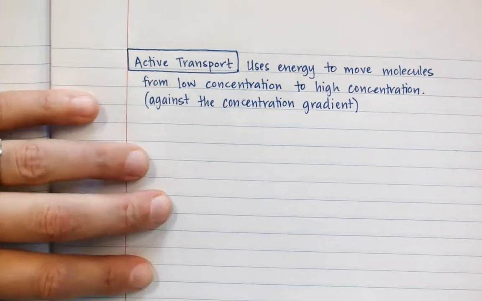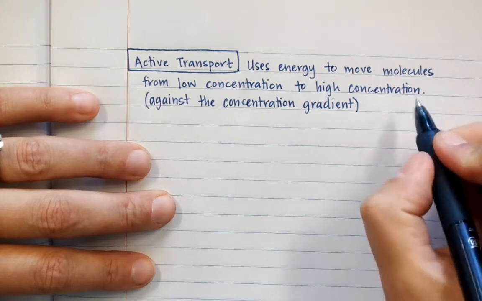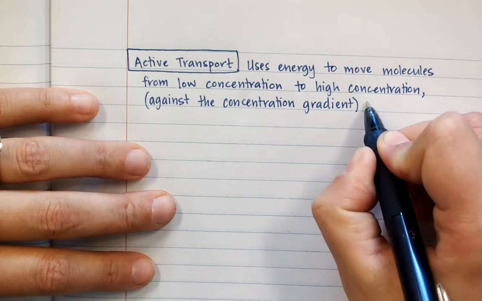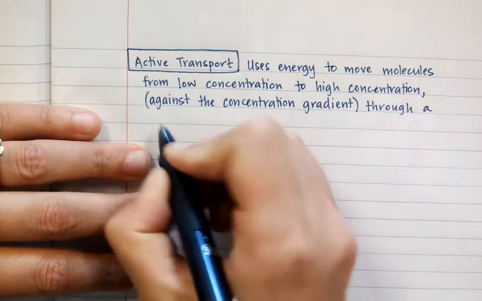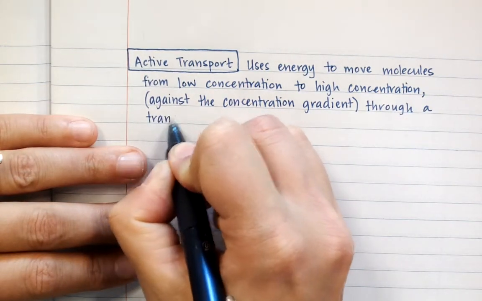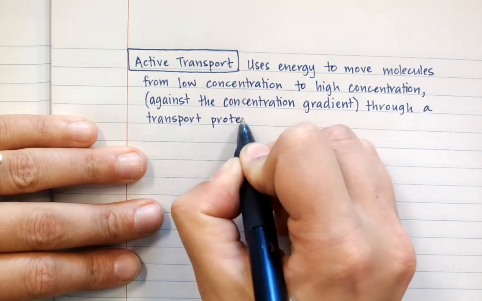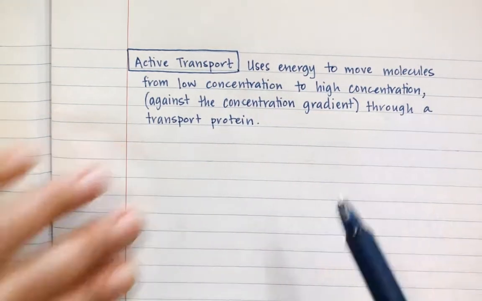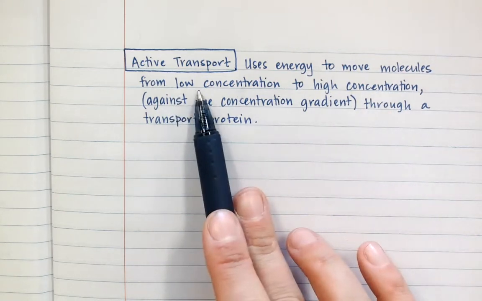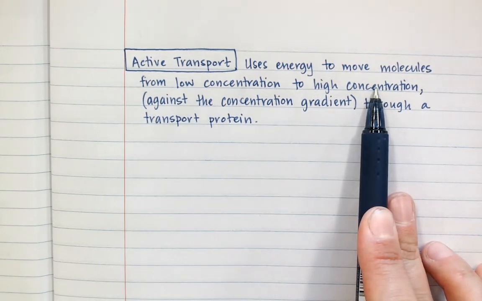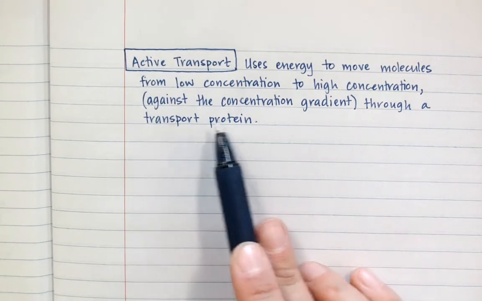And the only way that the cell is going to be able to do this is if it does it through a transport protein. So that sentence now reads, active transport uses energy to move molecules from low concentration to high concentration, which is against the concentration gradient, through a transport protein.